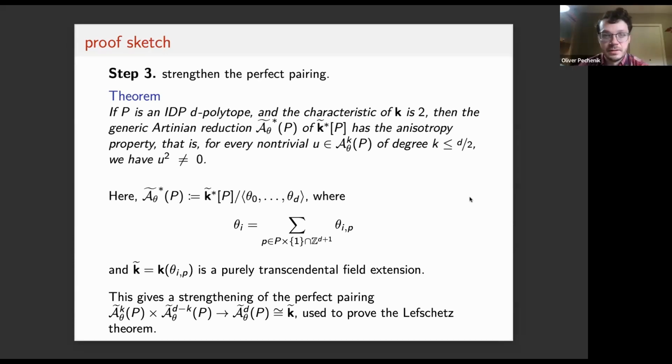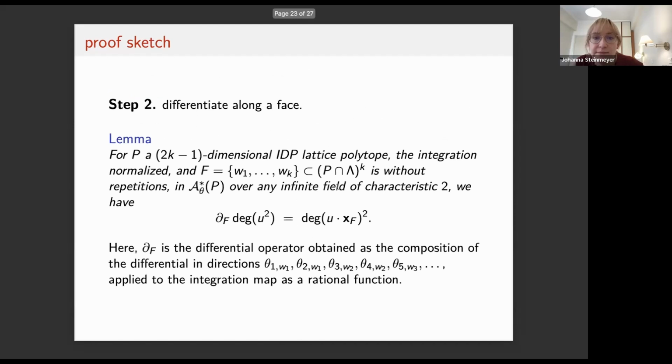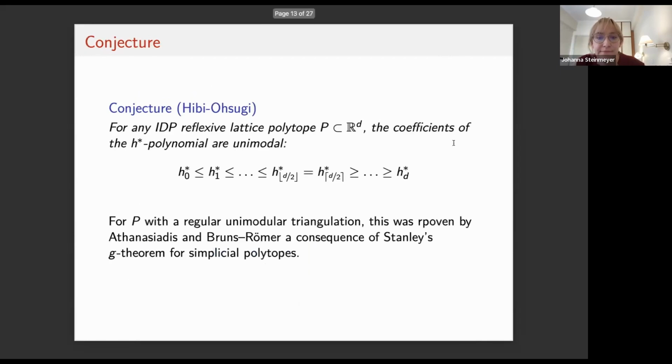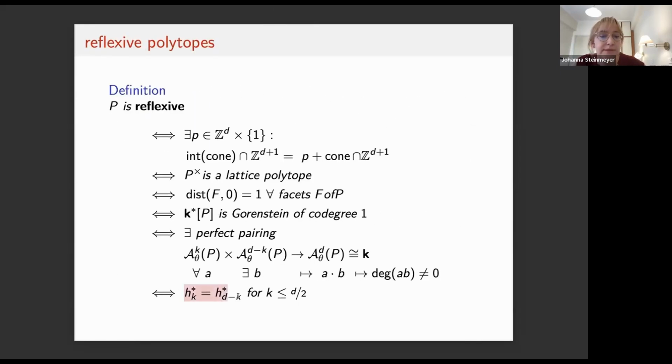There's a question in the chat. Michelle asks whether the sequence, probably that means the H stars, is palindromic. Yes, I mean, you get the palindrome. Oh wait, I put the faces over the presentation, so now I don't really see what slide I'm on. You get the palindrome immediately for anything reflexive, right? So this is a consequence of the perfect pairing. This is effectively the Poincaré pairing of the boundary sphere.